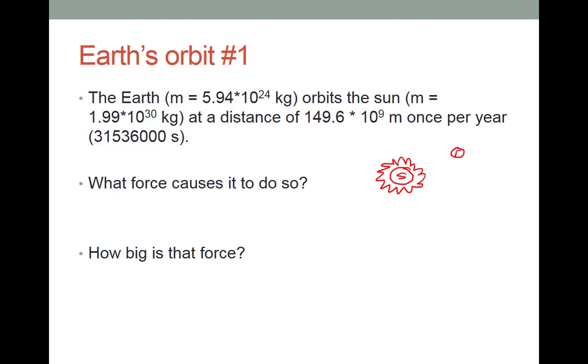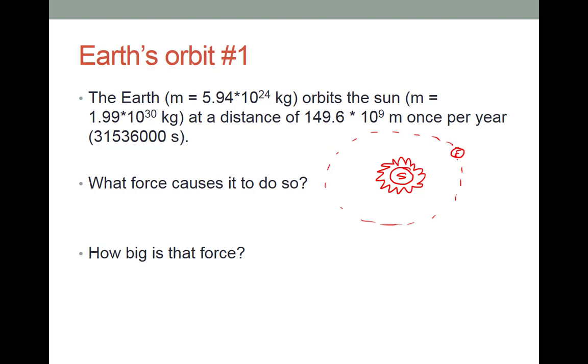Here is the Earth. And here it is orbiting. Okay, so caveats. First, the Earth's orbit is not perfectly circular. But for the sake of what we're doing, it is close enough to being perfectly circular for us to get the results we need. Okay? It's a good first approximation is what I'm saying.